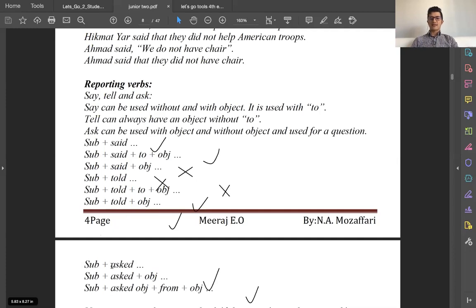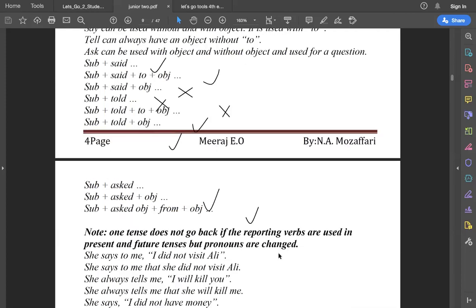And subject plus asked. If you use asked, you can use ask with an object or without an object, it doesn't matter. Like, I asked if you could help me. Or subject plus ask plus object, you can use the same thing. Or subject plus ask plus from plus object, that's also correct. You can say I asked from Ahmad, I asked from you, I asked from my friends. That can also be correct.